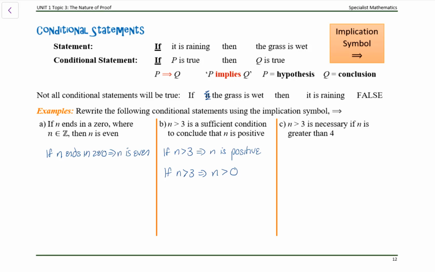If n is greater than 3 is necessary if n is greater than 4. So if n is greater than 4, this implies that n must also be greater than 3.